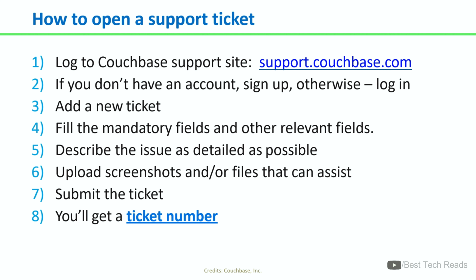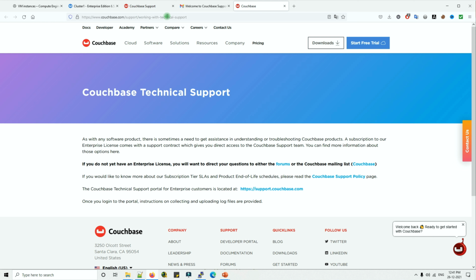Hoping that your organization has already purchased an enterprise license of Couchbase, click on add a new ticket, fill the mandatory fields and the other relevant fields, describe the issue as detailed as possible, upload the screenshots or the files that can assist, and then submit the ticket. Then a ticket number will be generated. During this process, you can also loop your team DL or the concerned people's email addresses in the CC field. You can find the help document, working with technical support.